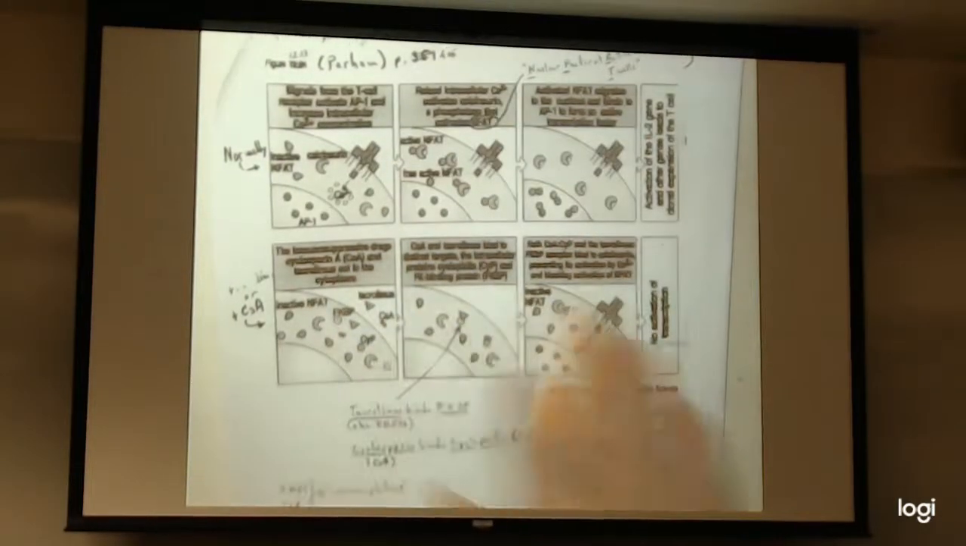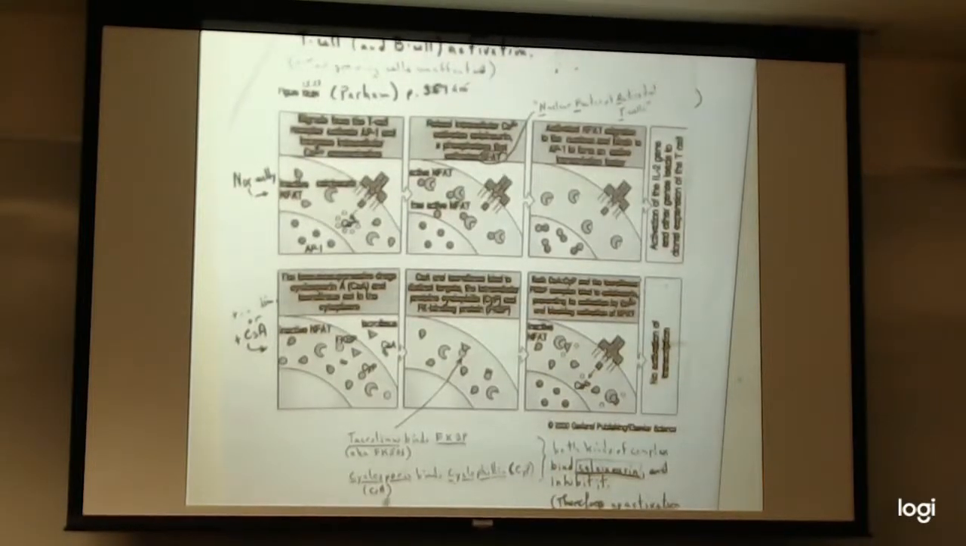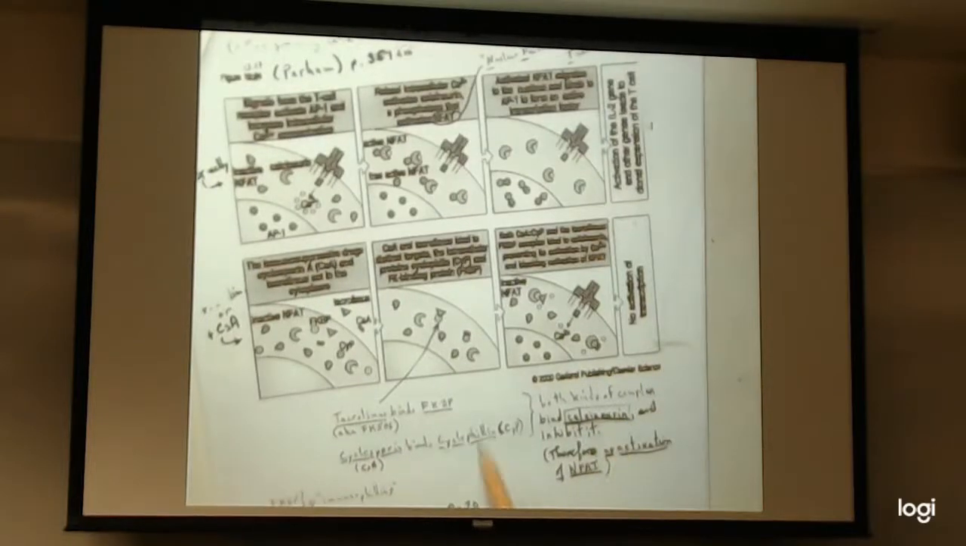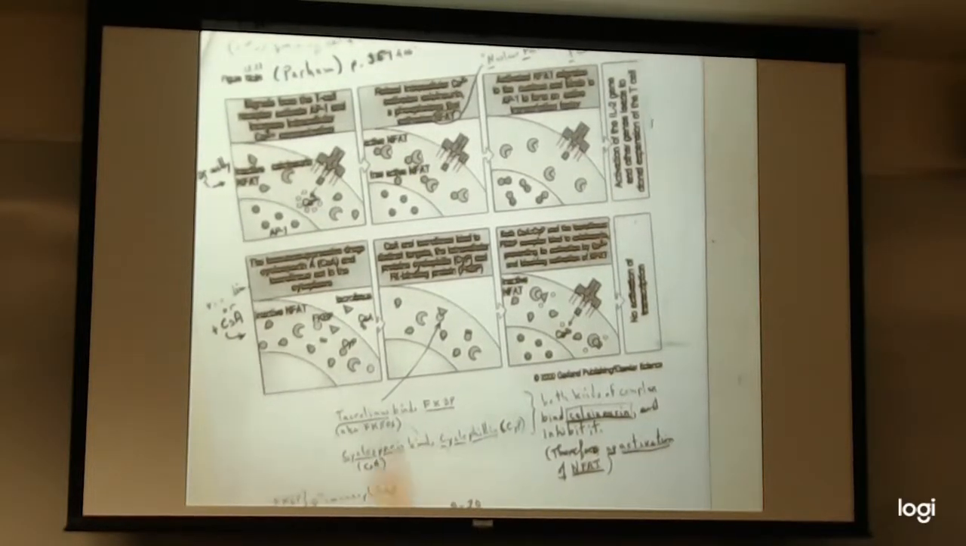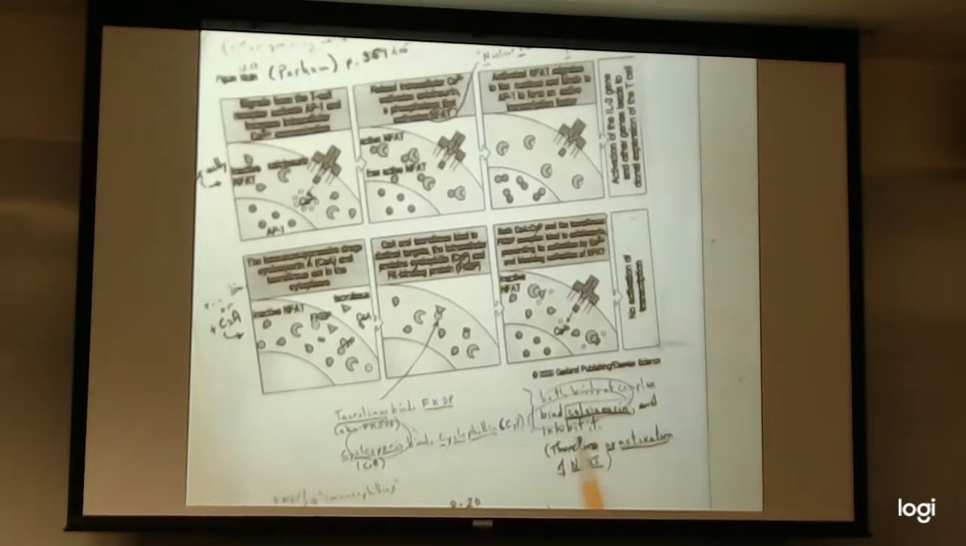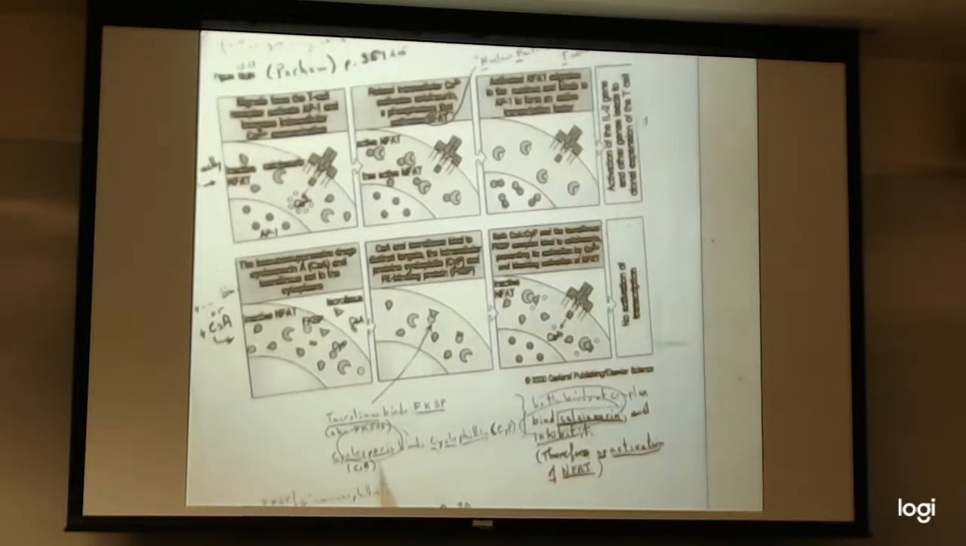And don't worry about all the details here. Just remember, calcineurin binds the growth piece. Cyclosporin binds calcineurin and inhibits it. Cyclosporin binds calcineurin and inactivates it.